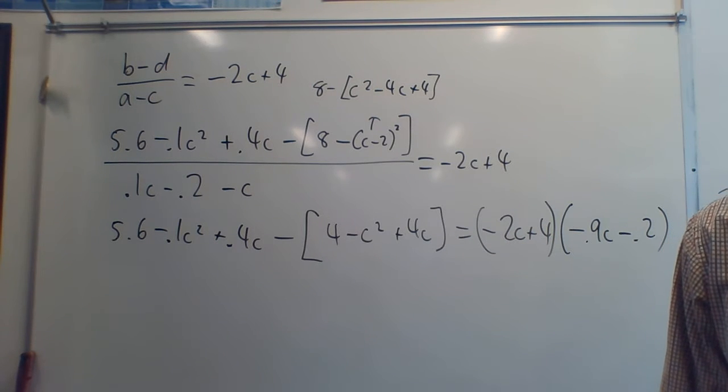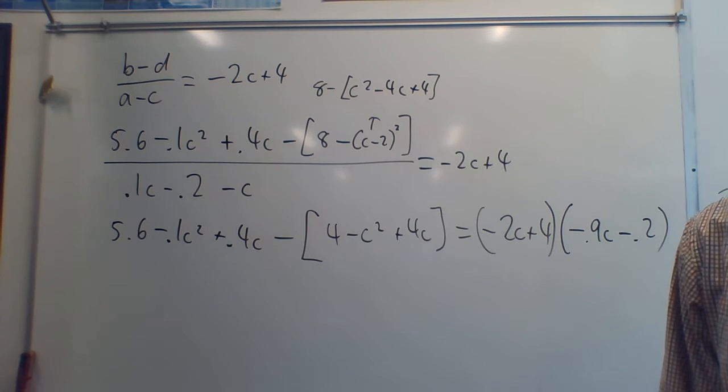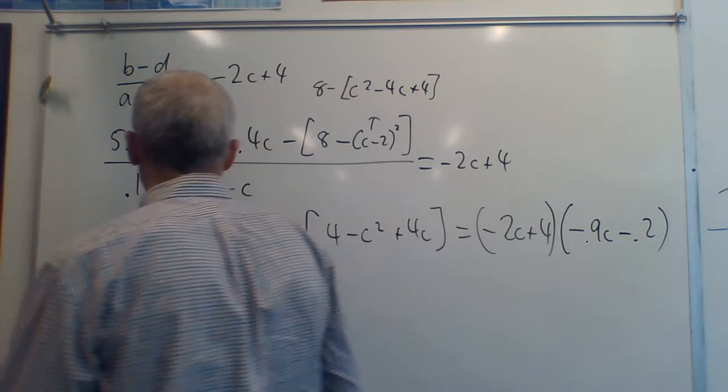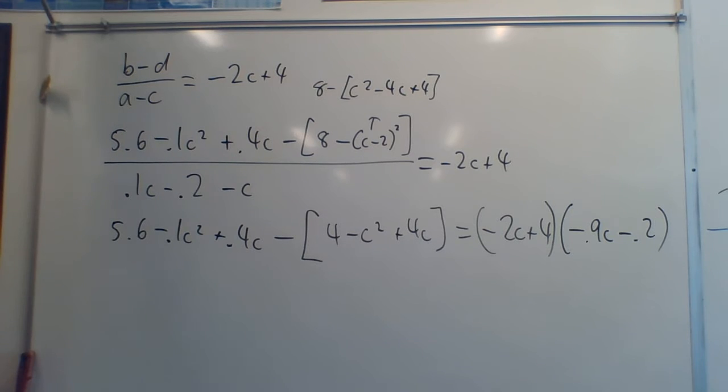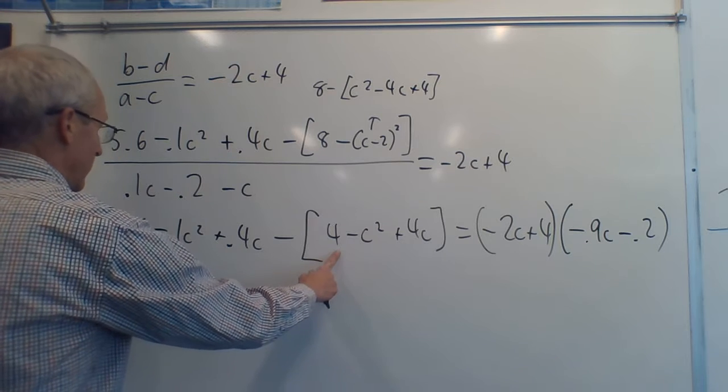So let me make sure this is what I got before. Minus 4 minus c squared. Yeah, so we combine all these terms. Okay, let me see if we can get, I'll do one more step here, then you guys can finish it on your own. We have 5.6 minus 4.